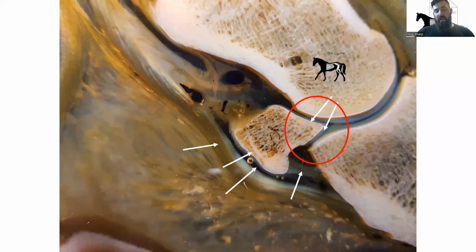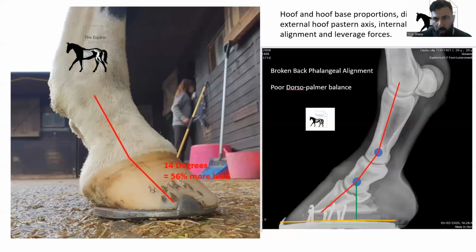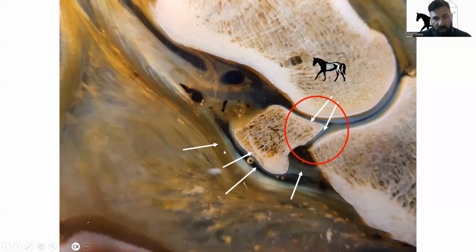Well, we know there have been many studies now linking poor phalangeal alignment, which would equate to a broken back hoof pastern axis externally, to massively increased strains in the deep digital flexor tendon. We can see the deep digital flexor tendon running down here in this image. So when we have a broken back hoof pastern axis, we increase strain in this tendon. And this tendon, as you can see here, sits directly over this bone, which is the navicular bone.